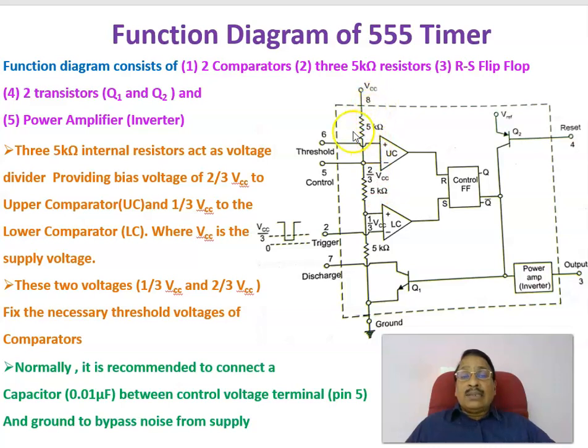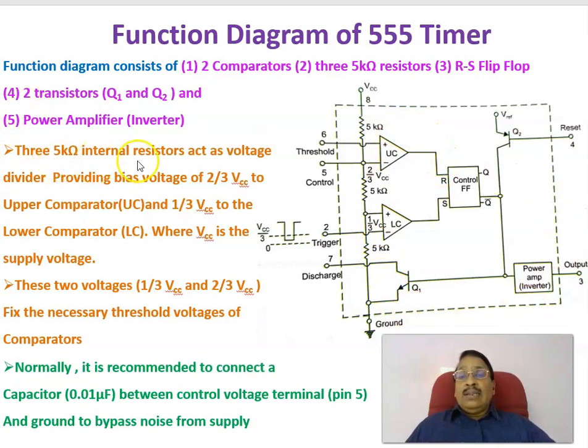Pin number 8 is the VCC, pin number 6 is the threshold, pin number 5 is the control voltage, where a voltage can be applied to control, 2 is the trigger input, and 7 is the discharge. Of course, pin number 1 is the ground, 4 is the reset pin, and 3 is the output pin. Therefore, this is an 8-pin IC, and this is the internal block diagram, or functional diagram, of a 555 IC.